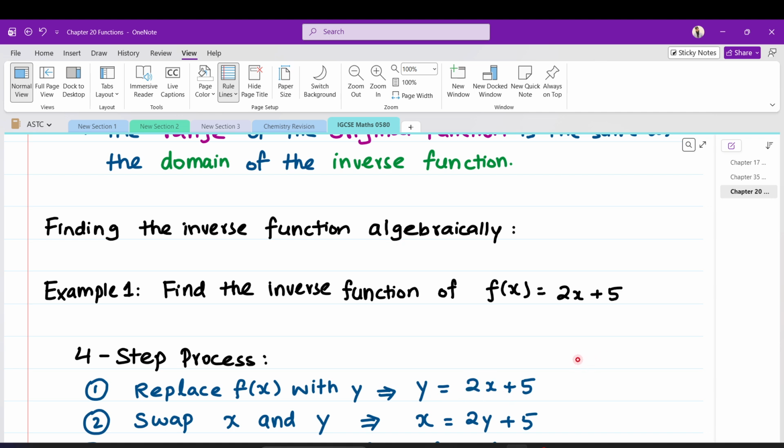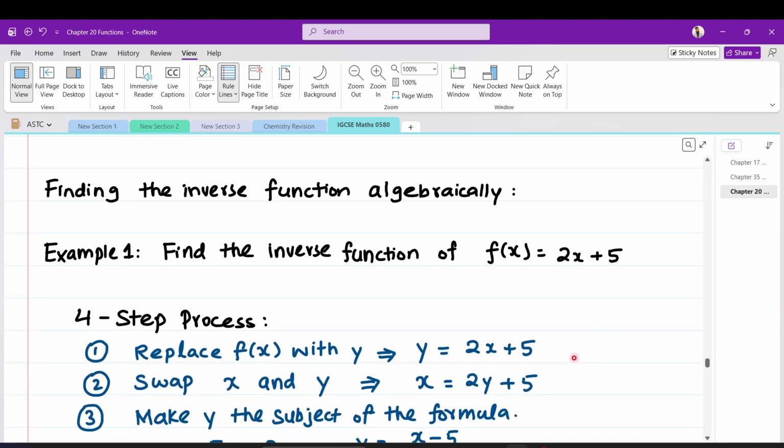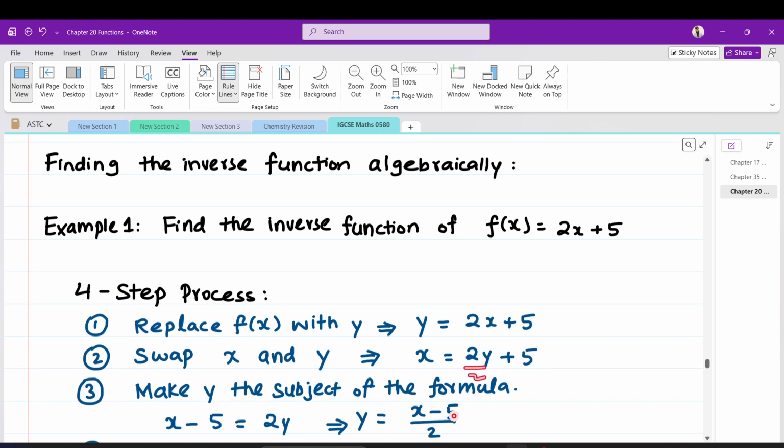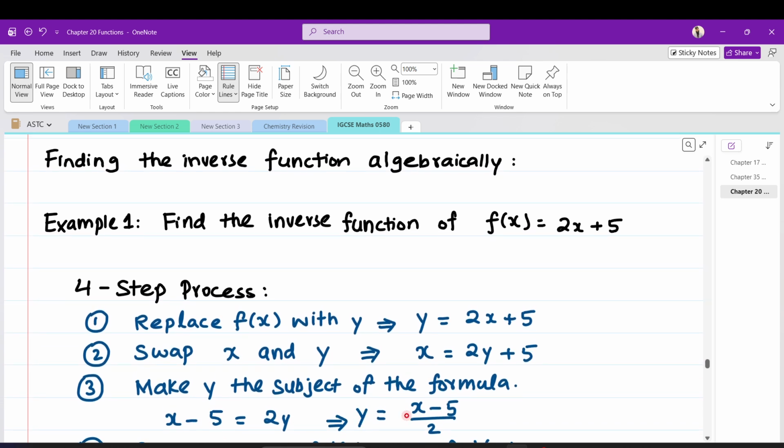Now, the next step is make y the subject of the formula. So your y is actually over here in the middle of this equation, right? So here you have to make this y the subject of the formula. The first step that we're going to do is take 5 to that side. So this becomes x minus 5. And then you need to get rid of this 2, so we'll divide both sides by 2. Therefore, you get y equals x minus 5 upon 2.